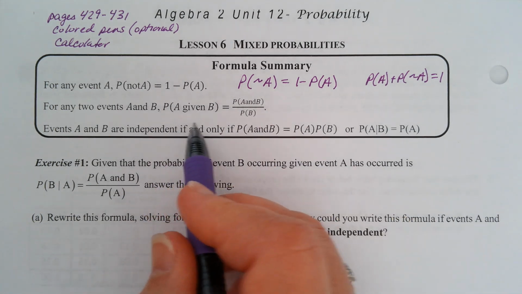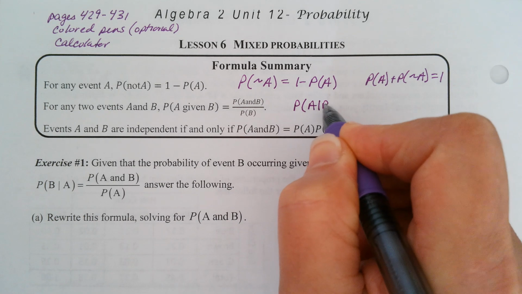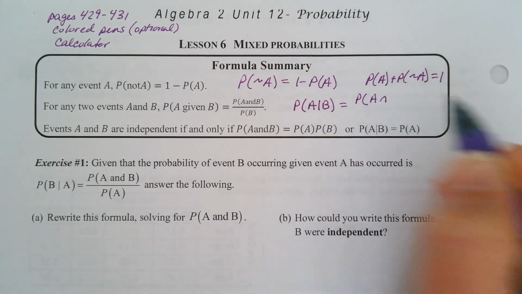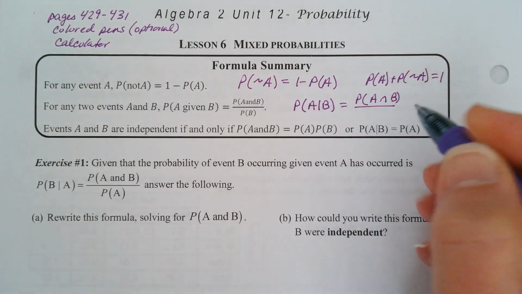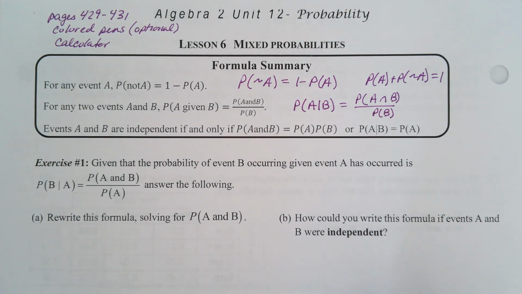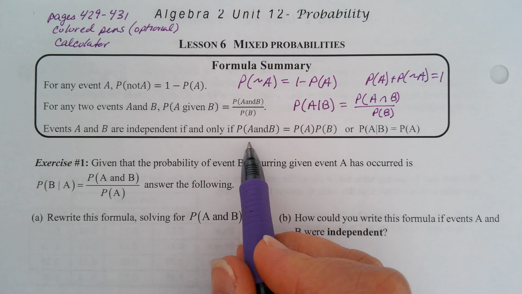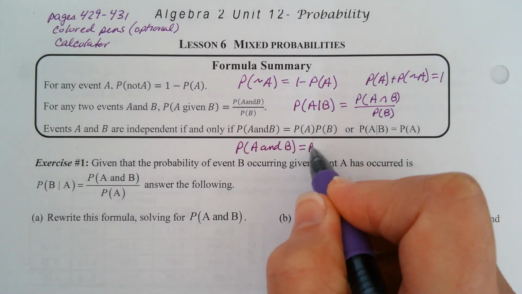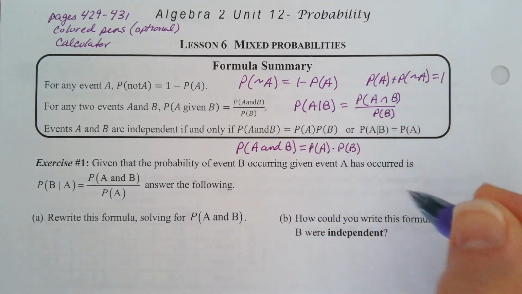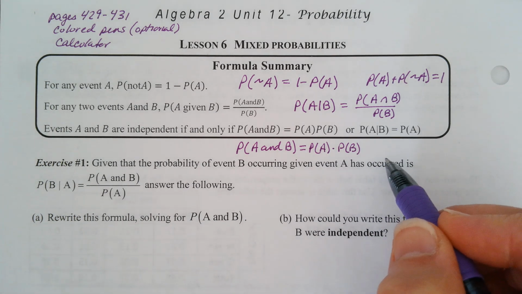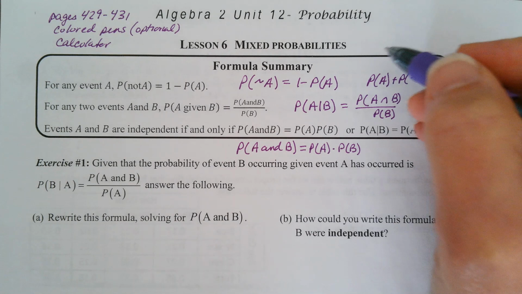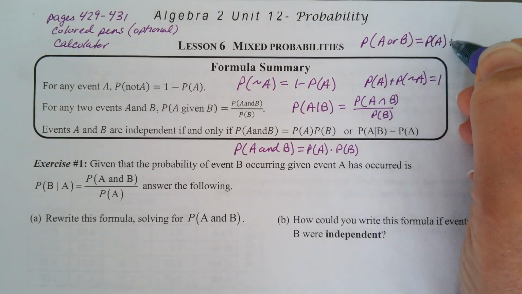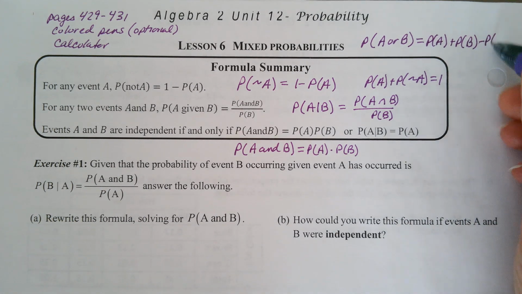For any two events, A and B, the probability of A given B, that's its notation, is equal to the probability of A and B, and the symbol looks like this ∩, divided by the probability of B. Events A and B are independent if and only if the probability of A and B is equal to the probability of A times the probability of B, or if the probability of A given B equals the probability of A. And let's not forget, way back in the beginning, the probability of A or B is equal to the probability of A plus the probability of B minus the overlap, the probability of A and B.